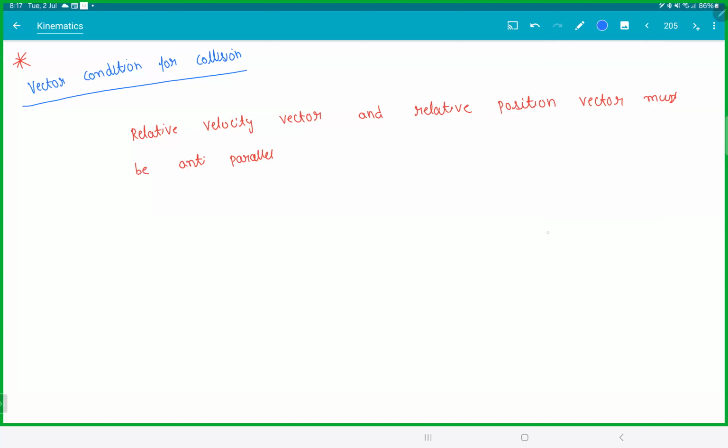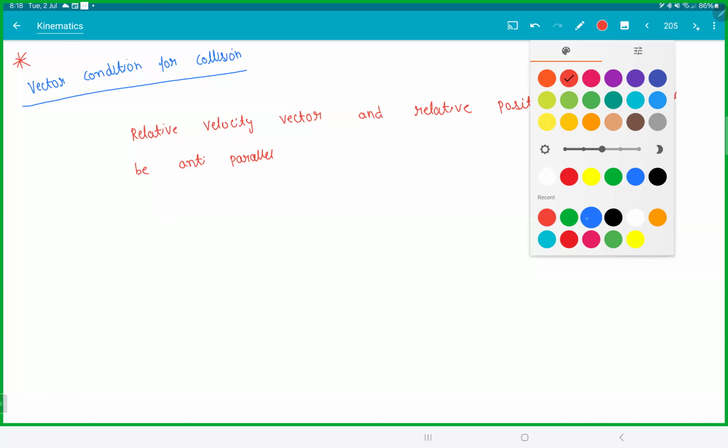That means if A is somewhere here and B is somewhere here, and this is your position vector RAB, then for them to meet, this should be the velocity vector, in the opposite direction. What happens if both are in the same direction? If both are in the same direction, that means A is going away from B. Why will they meet? They're actually going away from each other.